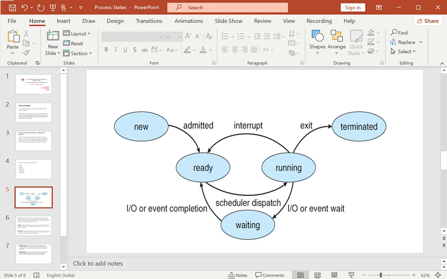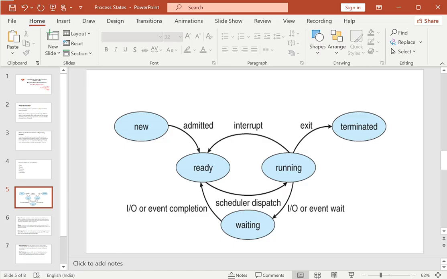So we will see the actual working of the process state diagram. In new state, the process is created. Once the process is created, there are three types of schedulers in process state. One is short-term scheduler, another one is long-term scheduler, and third one is medium-term scheduler. In between the new state and ready state, there is a long-term scheduler. The actual work of the long-term scheduler is to dispatch the newly created processes from new state to ready state.